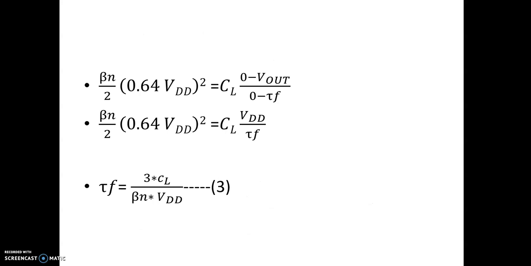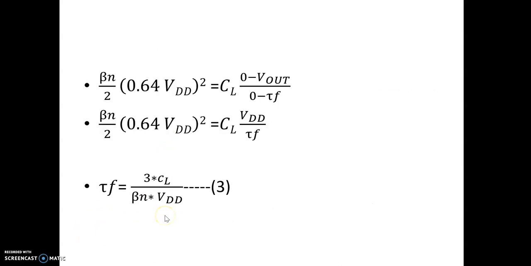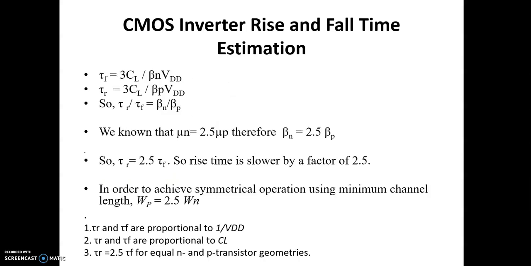Now again, equating this IDSN with the second equation, because both the currents are the same, we finally get the falling time. Falling time is 3 CL divided by beta n into VDD. Now from the above two equations, we saw that falling time depends upon beta n and rise time depends upon beta p. These are the first two equations.